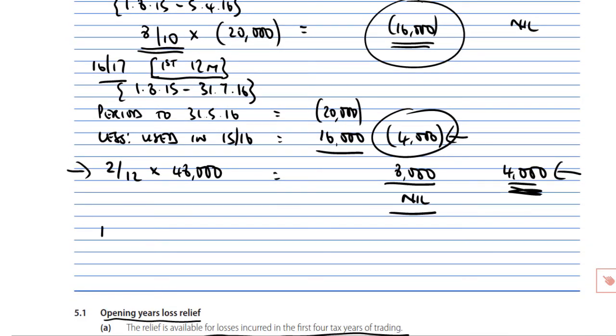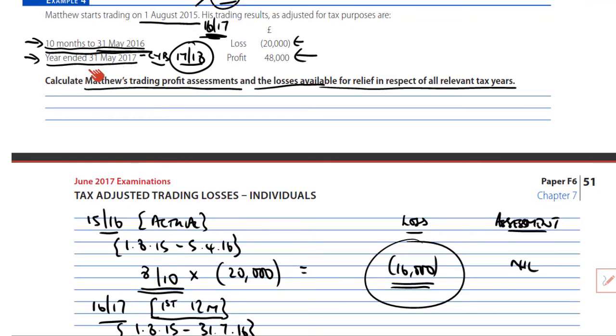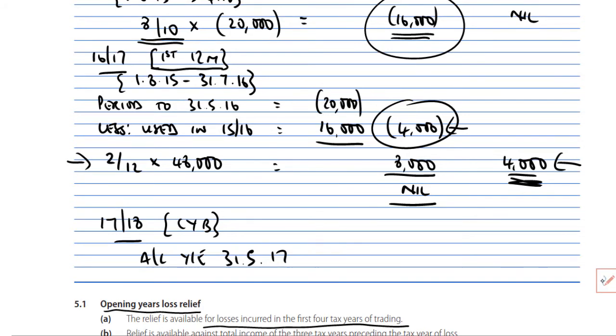Now we'll talk about the ways by which it could be used in a moment's time, but just to complete your assessments, as we know in these opening years, we have already agreed that from 17-18 we can use CYB, where we'll have an accounting year ended, and that this time will be the 31st of May 17. There, that full first year end, we know we have a profit of £48,000. However, what we've also got to consider is overlaps.